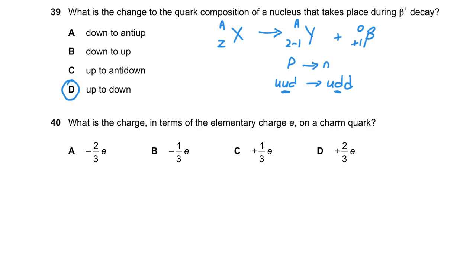What is the charge, in terms of elementary charge e, on a charm quark? So there are 6 different quarks that we talk about: up, down, top, bottom, charm, and strange. So up, top, and charm, all three of these quarks have a charge of plus 2 upon 3 e. On the other hand, down, bottom, and strange, all three of these quarks have a charge of minus 1 upon 3 e. So in this case, the answer would be D.